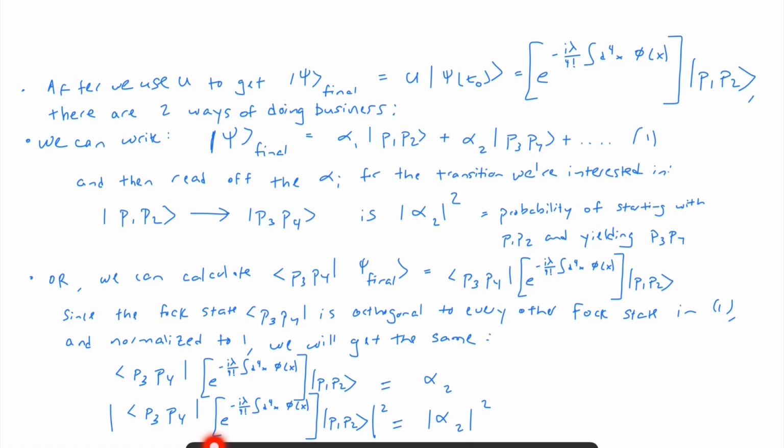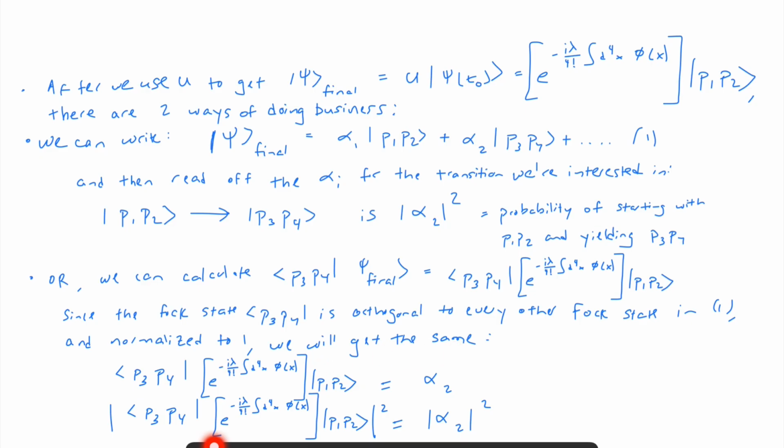Technically, remember our final state here, I got from using the U operator applied to our initial state. That's what Dyson's equation tells us, and that's what is expressed over here. So that inner product becomes expressed like this. And why does this work? Well, it's the same as any other reason in quantum mechanics. This Fock state here, expressed as a bra rather than a ket, is orthogonal to every other Fock state in this expansion, and it's normalized to 1.